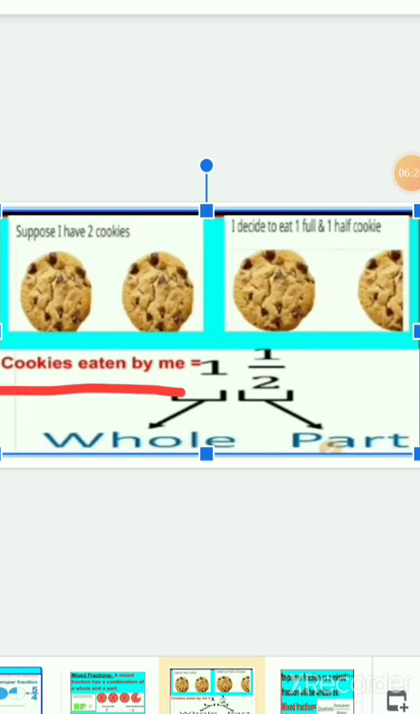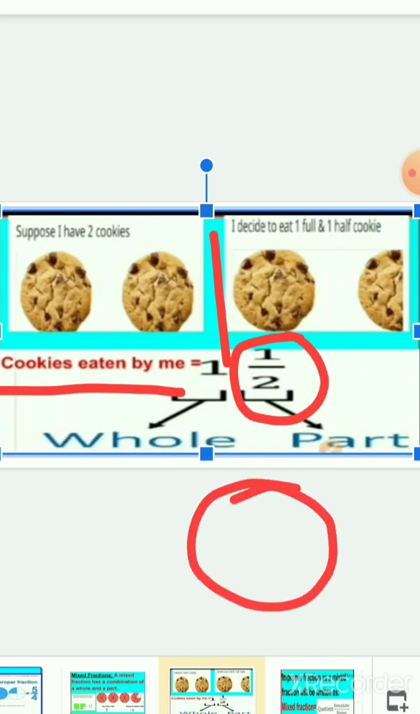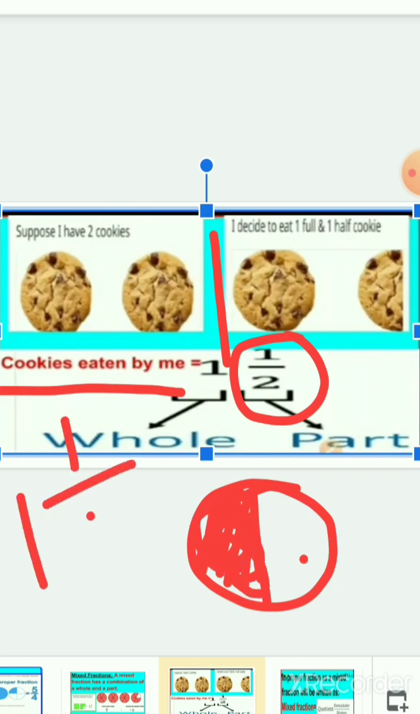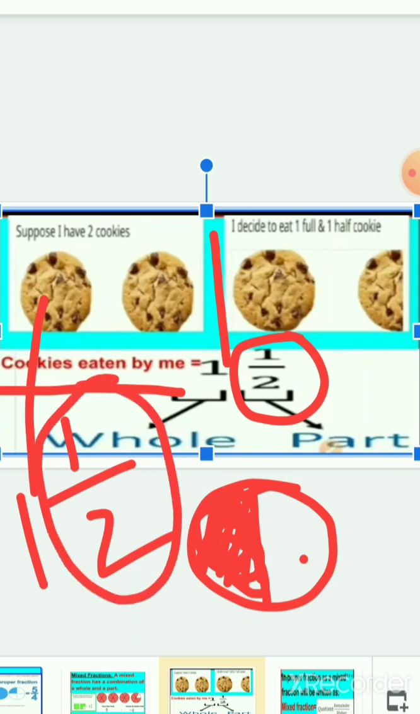Cookies eaten by me: 1 I have taken whole, complete, and 1 by 2 is the part I have taken from one full cookie. This is the one full cookie, and I have taken the half of it. So it will be 1 by 2, because out of 2 parts I have consumed one part. 1 is the complete cookie I have eaten and 1 is the half cookie I have eaten. So it will be the mixed fraction 1 and 1 by 2.